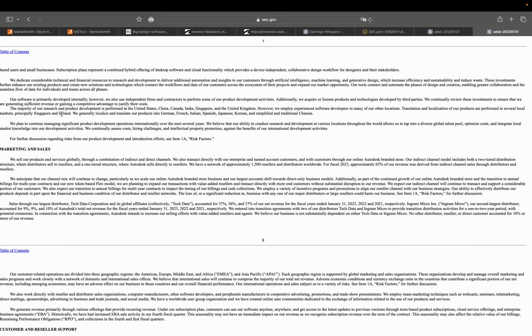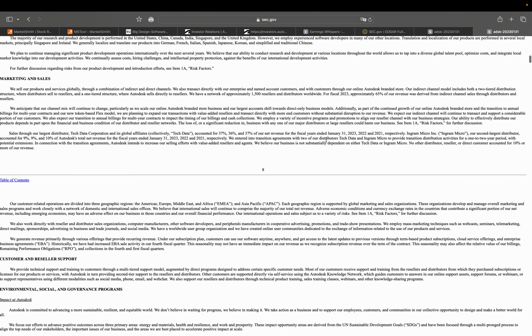The majority of our research and product development is performed in the United States, China, Canada, India, Singapore, and United Kingdom. However, we employ experienced software developers in many of our other locations. Translation and localization of products are performed in several local markets, principally Singapore and Ireland. We generally localize and translate our products into German, French, Italian, Spanish, Japanese, Korean, and simplified and traditional Chinese. So basically they're saying that they cover pretty much all the main manufacturing and design intensive countries. And I just go through the marketing and sales.